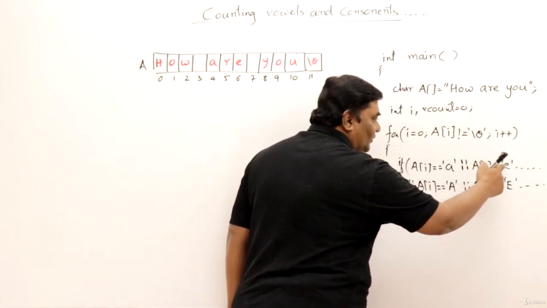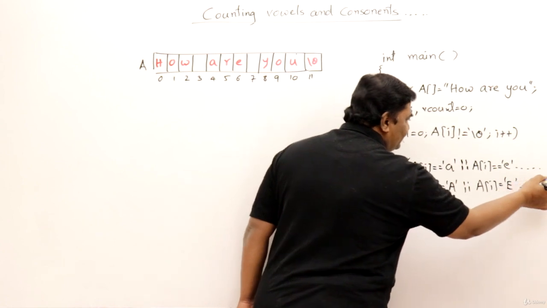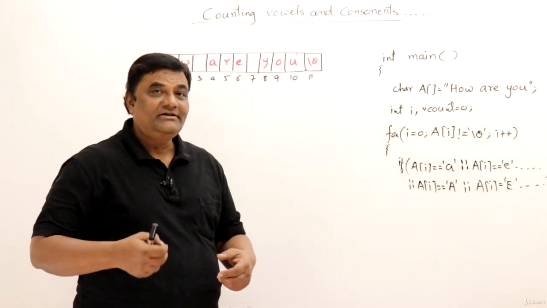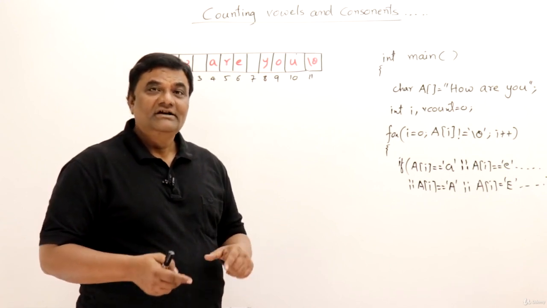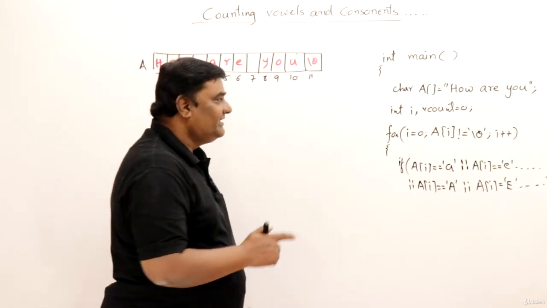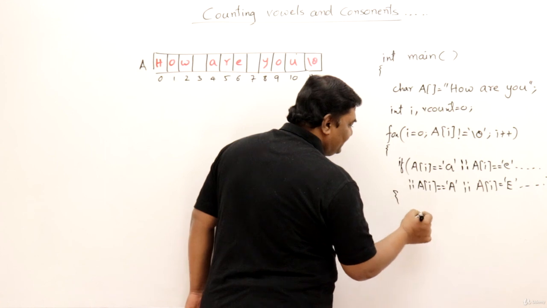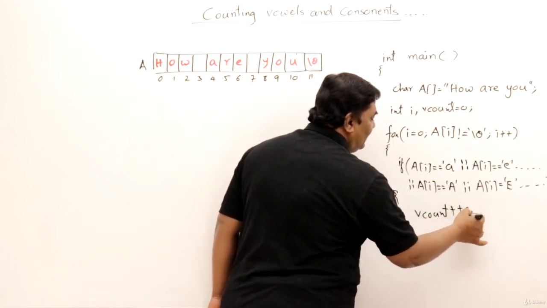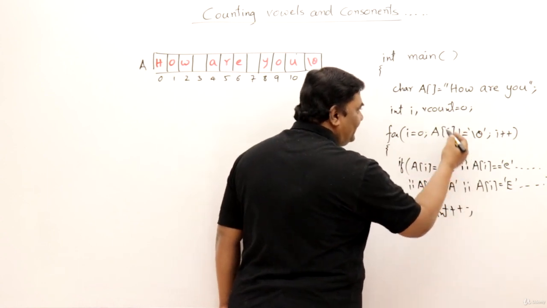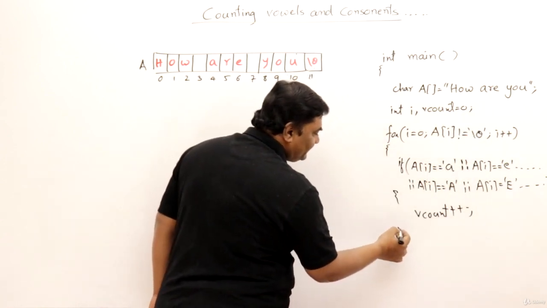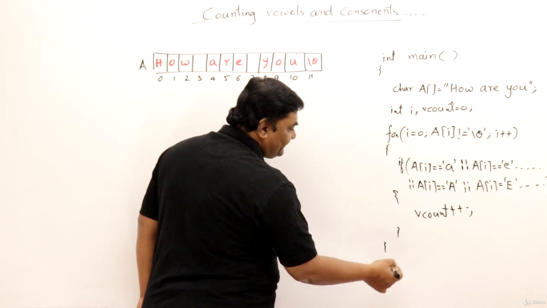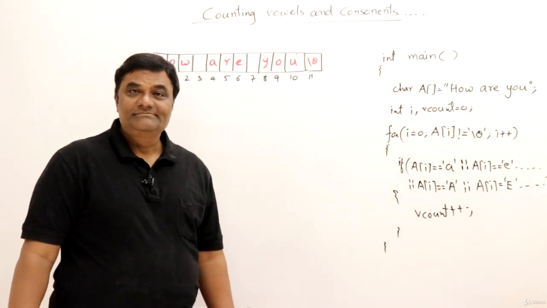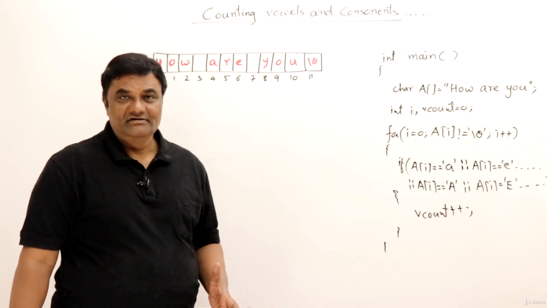So this is for lowercase and uppercase. So many conditions I have to write. So definitely I have to write all those things. So it can be any one of those alphabets, either lowercase or uppercase. If this condition is true, then I should do v count plus plus. So count that alphabet by incrementing the counter. So that's all. At the end of this for loop, if I print the value of v count, I'll get the number of vowels present in a string.